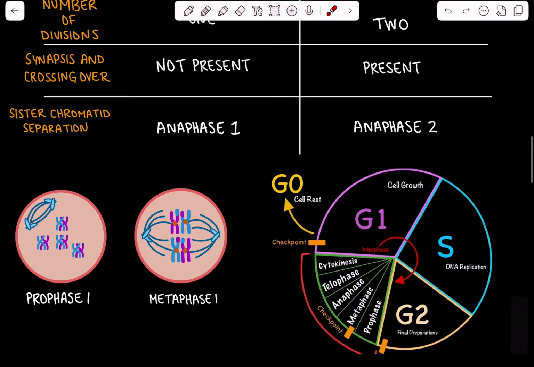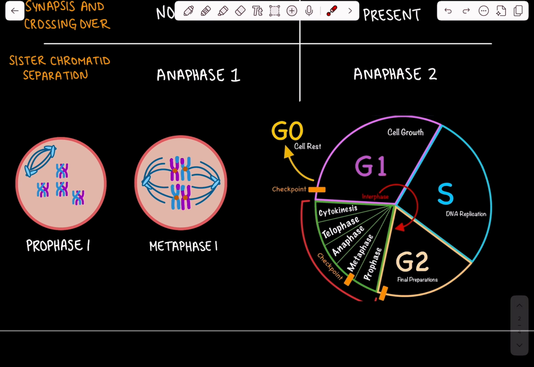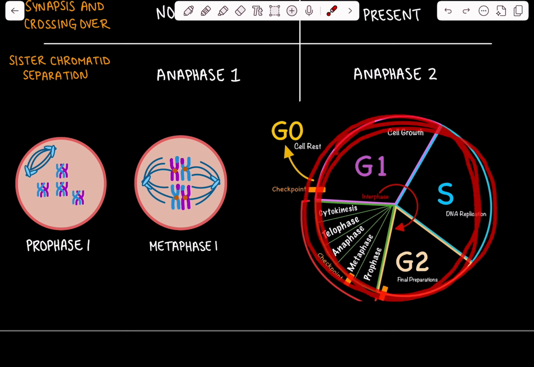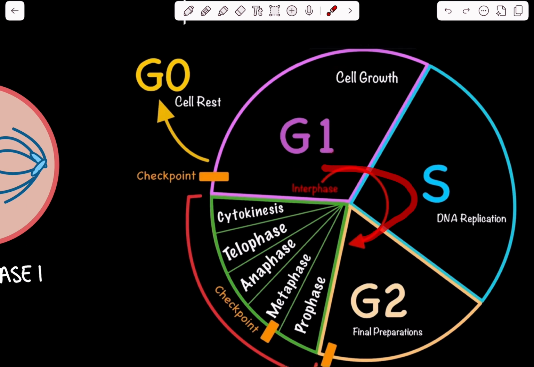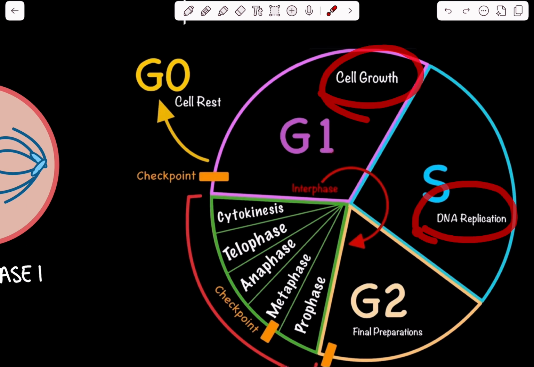And remember, before mitosis and meiosis even occur, the cell exists in an overall cycle known as the cell cycle, and mitosis and meiosis make up a small portion of that cell cycle, and majority of the cell's life is spent in interphase, where it undergoes growth and DNA replication.